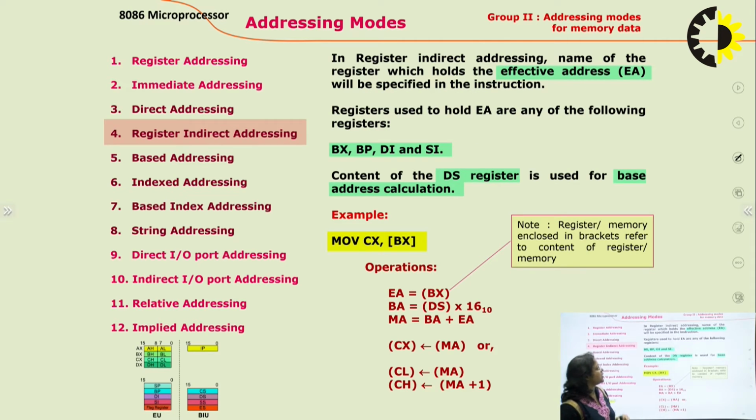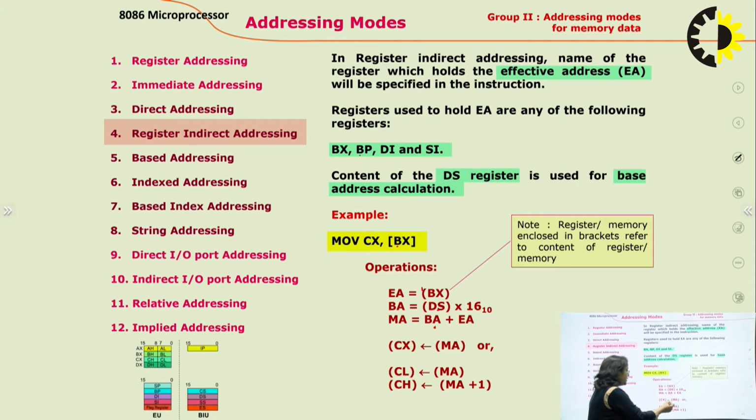Next is register indirect. Herein, the effective address is specified in one of the registers, either a base register or an index register. Only one of the registers is used. So the effective address can be BX, BP, SI or DI. The segment register by default is the data segment for BX, SI and DI, whereas for base pointer we use the stack segment. So the effective address will be the content of the BX register, and the physical address will be DS times 10 plus the effective address.